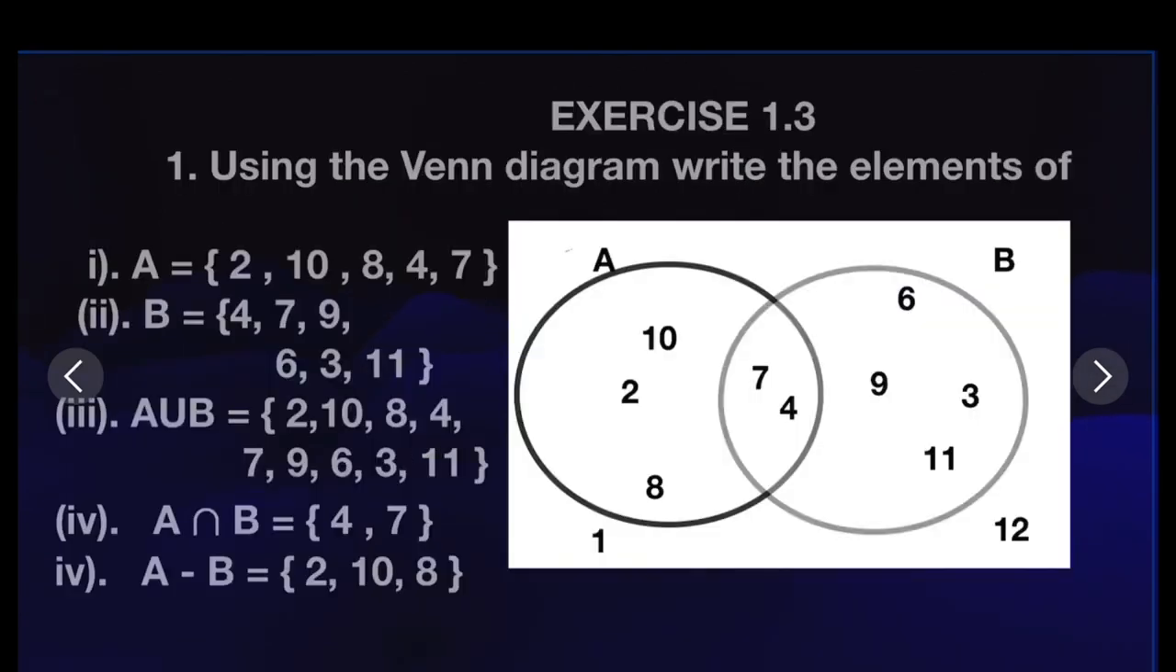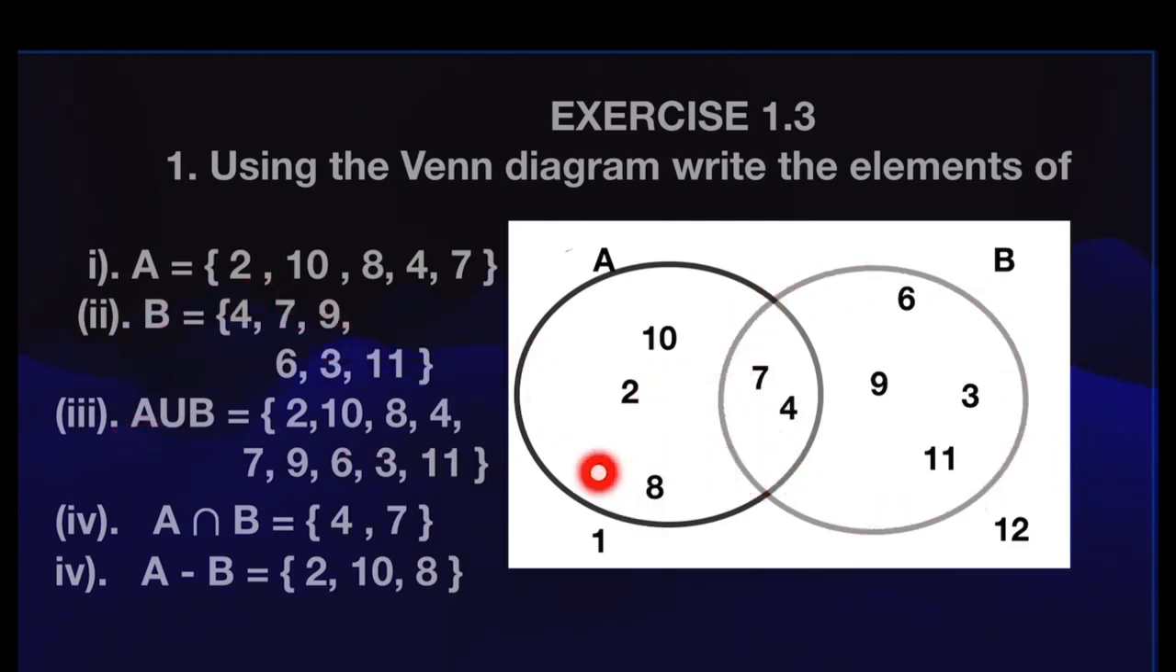Exercise 1.3, in this first sum, they have given a Venn diagram. They have listed all the elements within the circles for these two sets A and B. You have to write down all the elements. So A is equal to 2, 8, 10, 7, 4. Write it down. B, all the elements within the circle B.